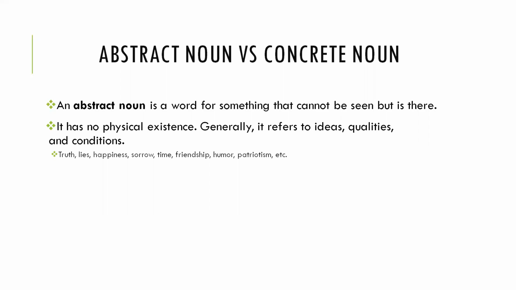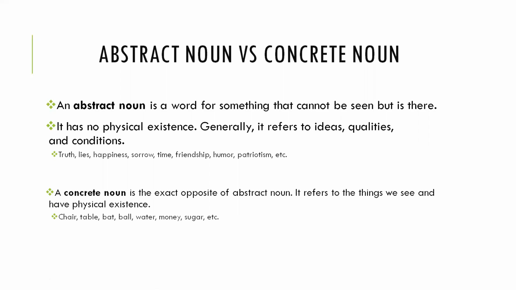passion, passion for work. So what are these? These are qualities, these are ideas, our feelings. Abstract nouns in simple words are our emotions, our feelings that cannot be seen but can be felt.